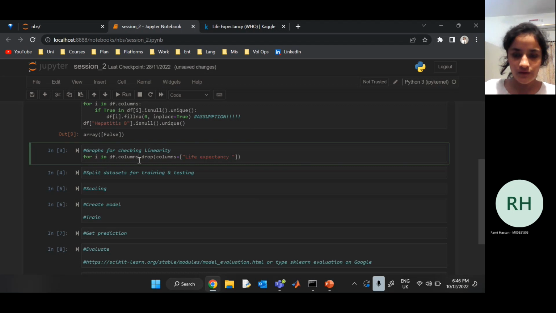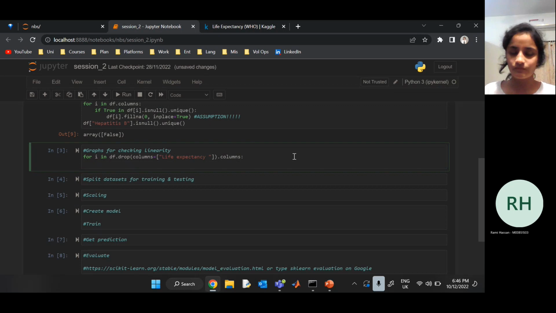Okay. So I'll first do this, and then I'll take the columns. This df.drop, this whole line is going to give me back a data frame with all the information intact, except it just removes life expectancy. Okay, so I'm taking all those columns now.